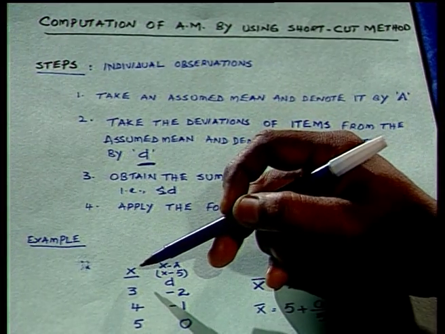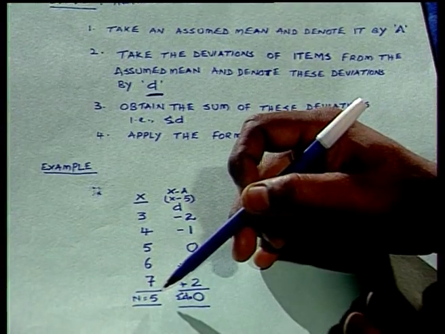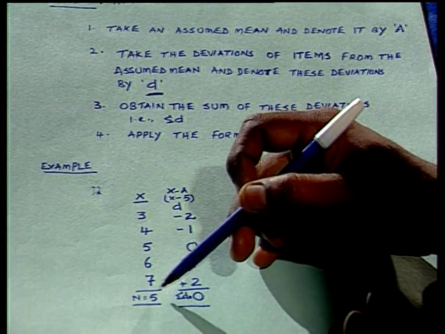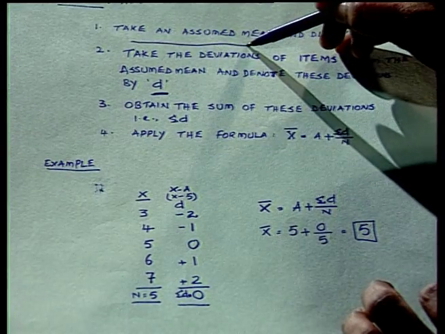The values of variable x, for simplicity's sake, we take the same data to repeat: 3, 4, 5, 6 and 7, where n is the same as we have seen earlier, that is 5. Then first step, as we have discussed here, take the assumed mean.